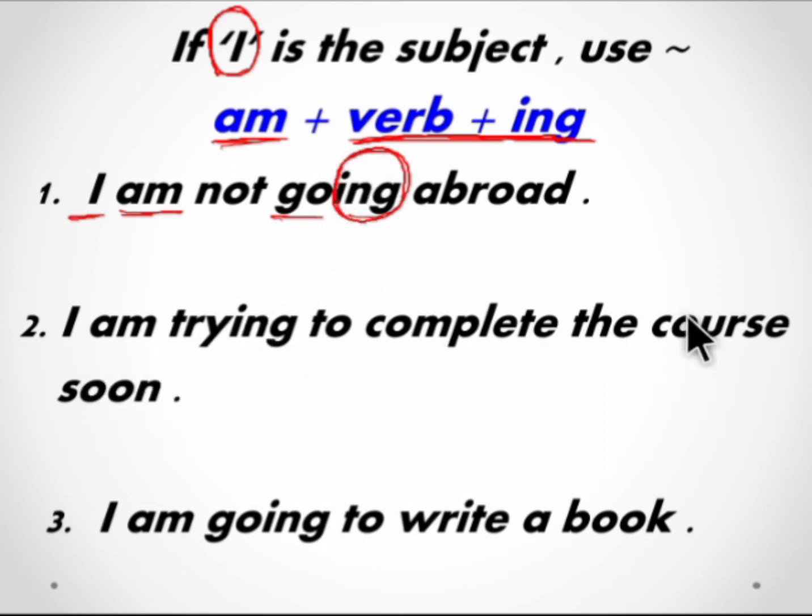I am trying to complete the course soon. Here again I is the subject, and so we use am. Try is the verb, and ing is the continuous form. I am going to write a book. I is the subject, am is the be verb, and go plus ing. So this is how am plus verb plus ing is used with I. That is, if the subject is I, we use am plus verb plus ing in present continuous tense.